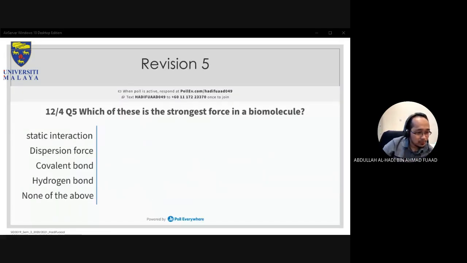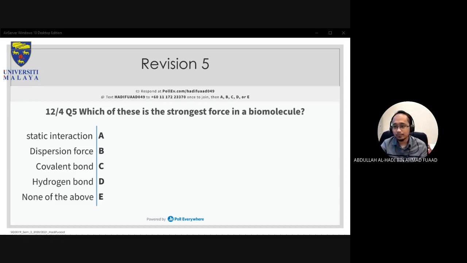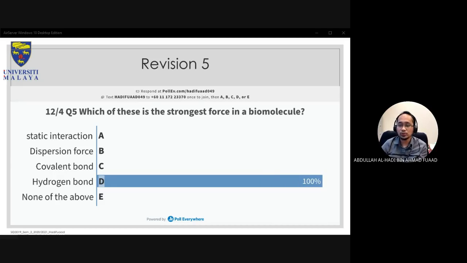Number 5. Question number 5: which of these is the strongest force in a biomolecule? A, static interaction. B, dispersion force. C, covalent force. D, hydrogen bond. And E, none of the above.